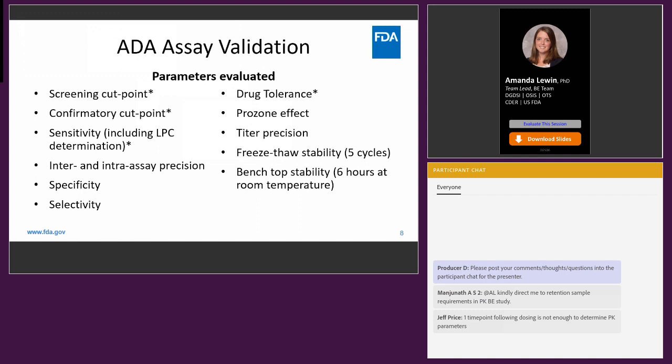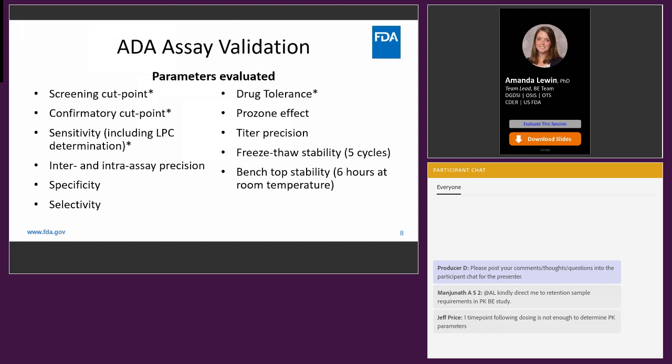So the firm developed a qualitative electrochemiluminescent method for the detection of anti-Curamab and anti-AB123 antibodies in human plasma. The assay validation included the following parameters: screening and confirmatory cut points, sensitivity, precision, specificity, selectivity, drug tolerance, prozone or hook effect, titer precision, and stabilities.